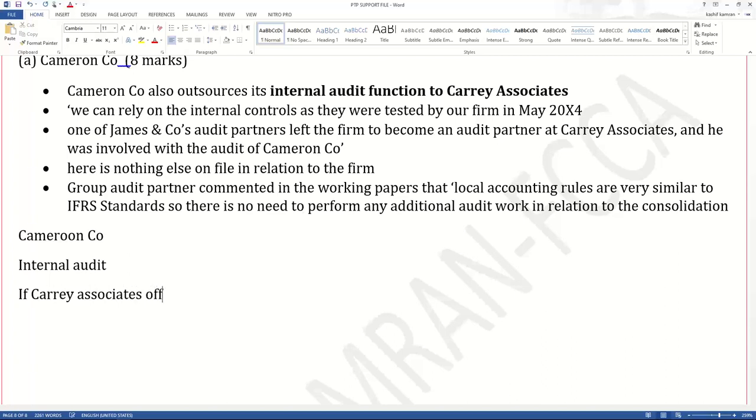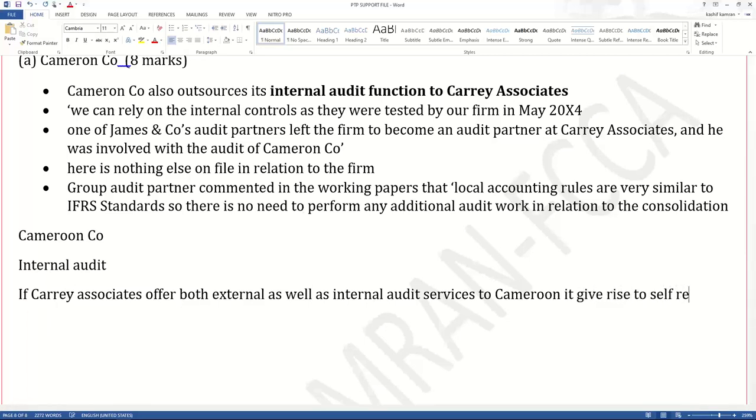If Kerry Associates offers both external as well as internal audit services to Cameroon, it gives rise to a self-review threat. Will the examiner give me any marks if I just say it gives rise to a self-review threat? The examiner was not happy that we just pick up the threat. The examiner likes us to explain why it is a threat, right?